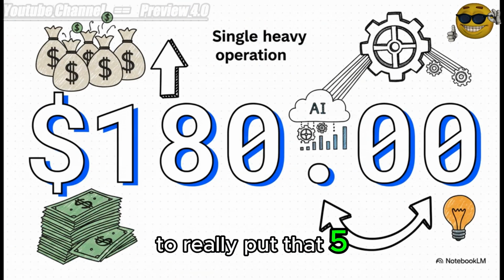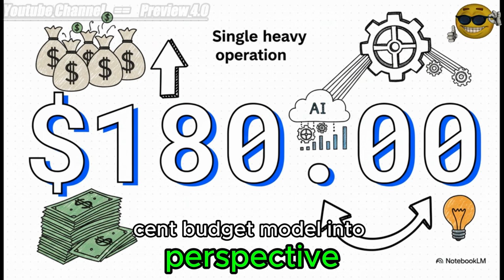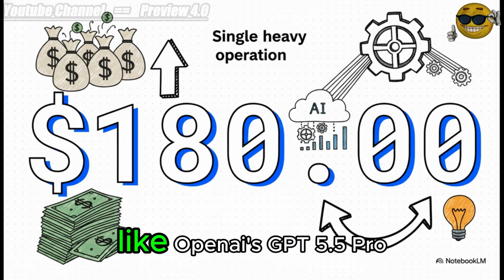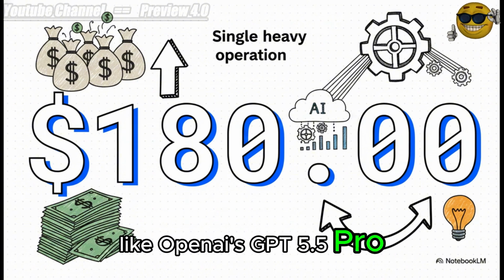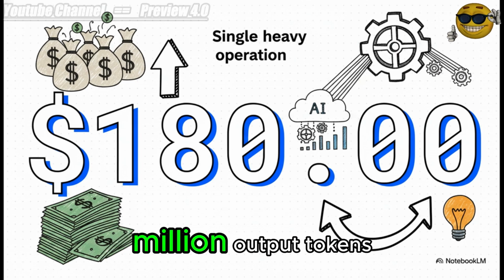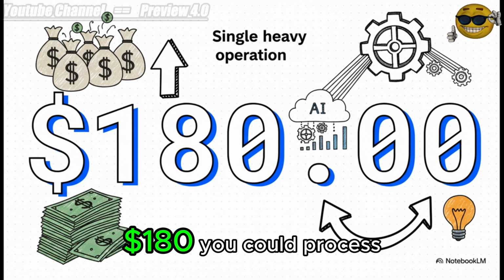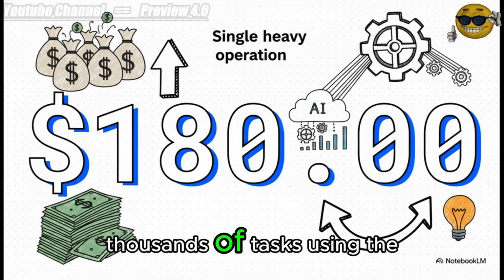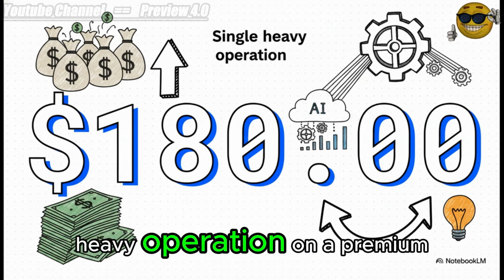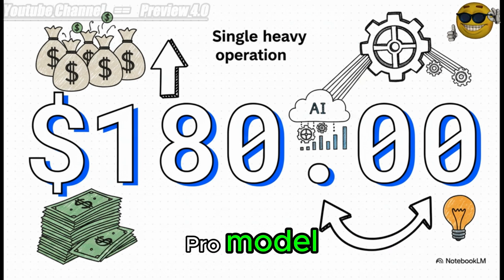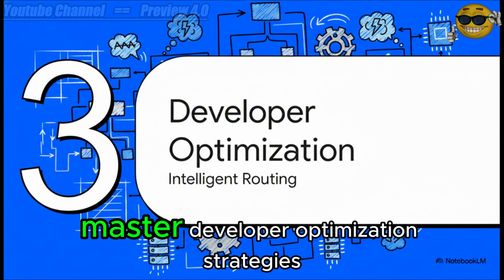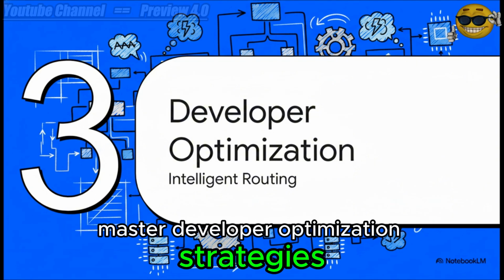To really put that 5-cent budget model into perspective, we have to look at the other extreme of the market. Premium enterprise models, like OpenAI's GPT 5.5 Pro, charge a massive $180 per million output tokens. $180. You could process thousands of tasks using the Nano model for the exact same cost as a single heavy operation on a premium Pro model. It's wild. All right, moving on to part 3, master developer optimization strategies.